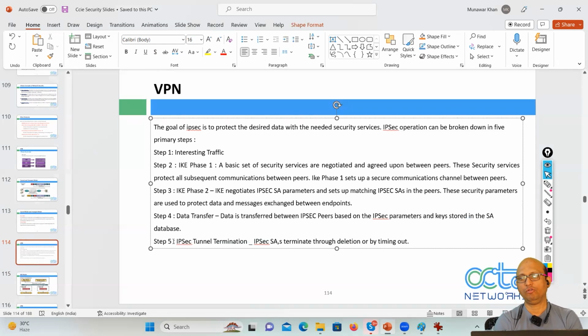In the same way, I am also very inquisitive and I want to query IPsec VPN. Come on, please tell me how you're going to do this VPN. So IPsec says, wait, I'll tell you. There are 5 steps that I'm going to follow. So what are those 5 steps? First, interesting traffic. Second, IKE phase 1, then IKE phase 2. I'm talking about IKE version 1. I've still not started IKE version 2.